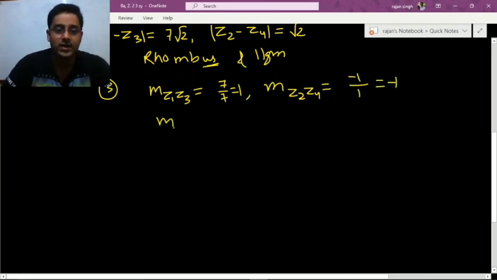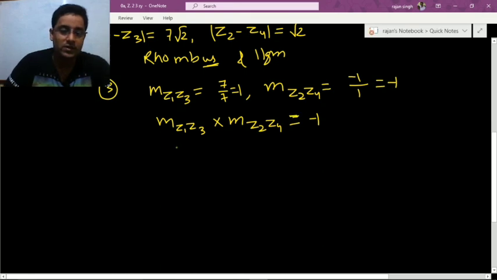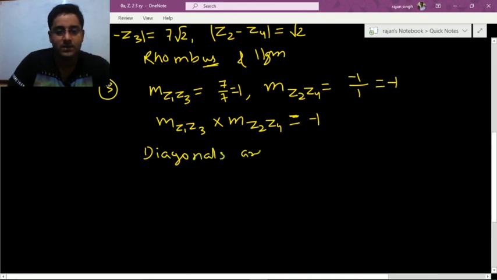So how do we find the angle? Multiply the slopes, and you get -1. So m1 times m2 is -1, which means the diagonals are perpendicular. So that quadrilateral is a rhombus.